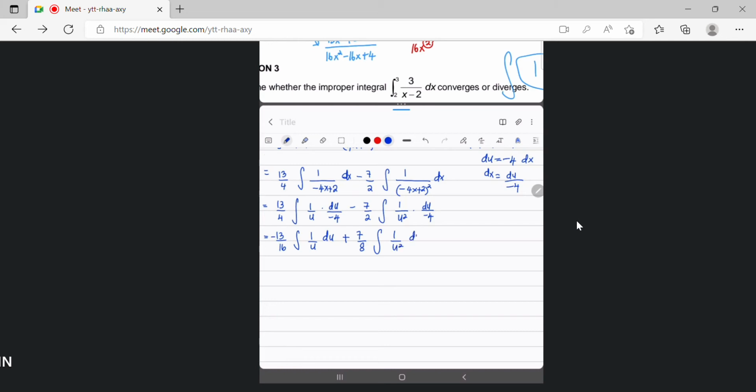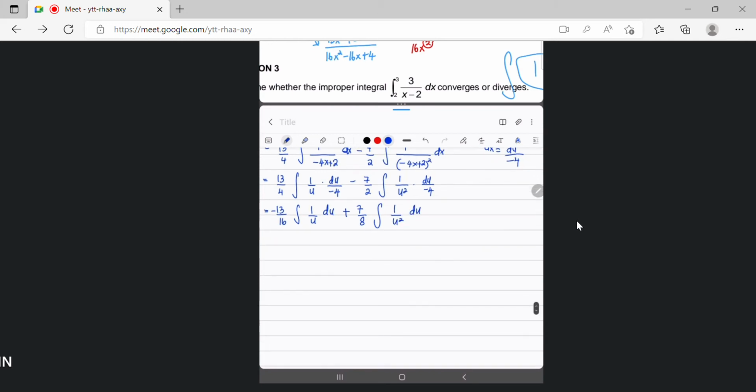1/u squared du. Okay, for the first part, there is no problem because you only have the integrate of 1/u, which is at the end you will get the ln u kan. But then for the second part, you have 1/u squared. Okay, so for the second function, 1/u squared. So kat sini, dia bukan jadi ln. Dia bukan jadi ln. Okay, ln hanya untuk 1/u.